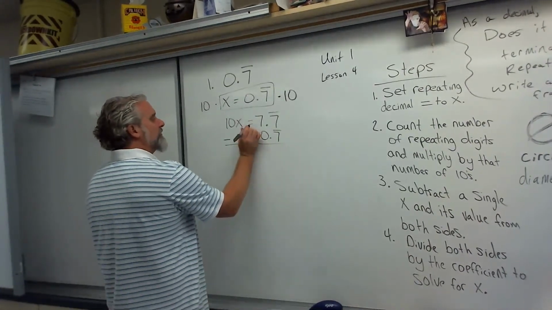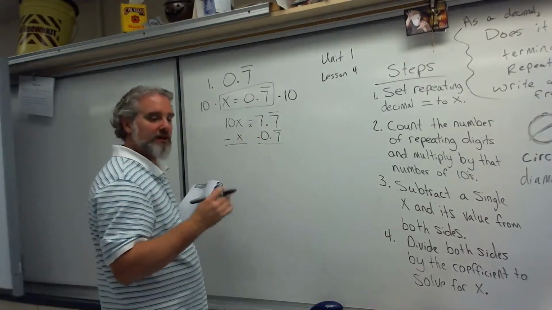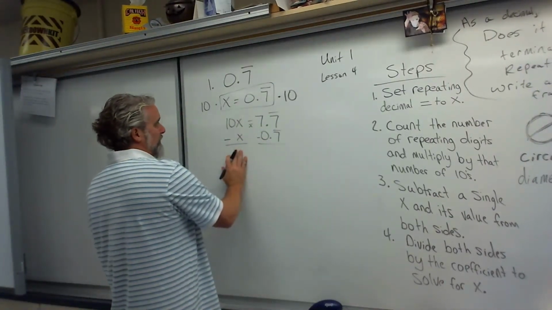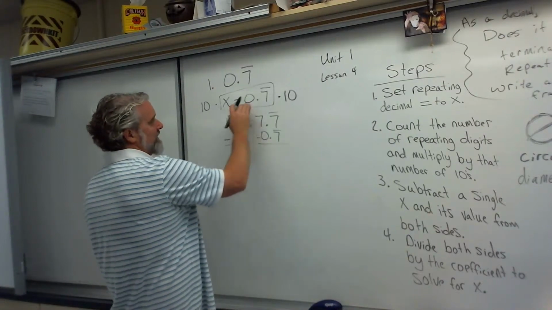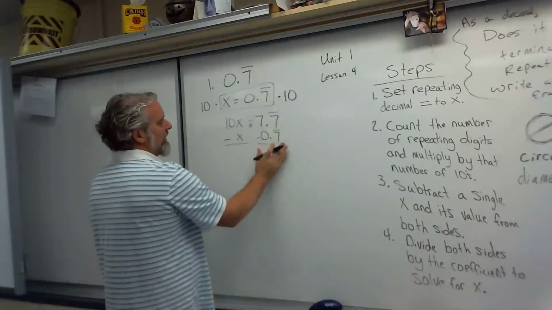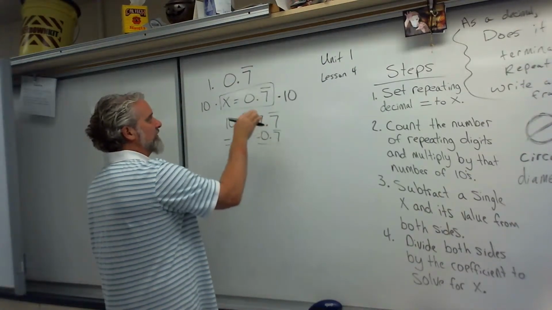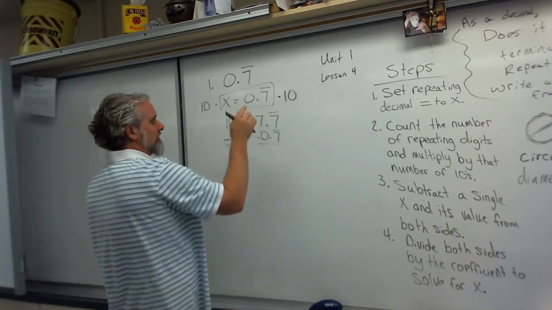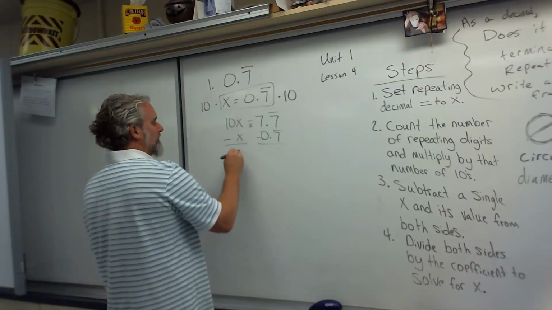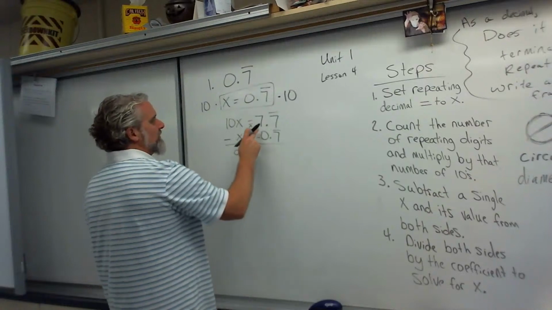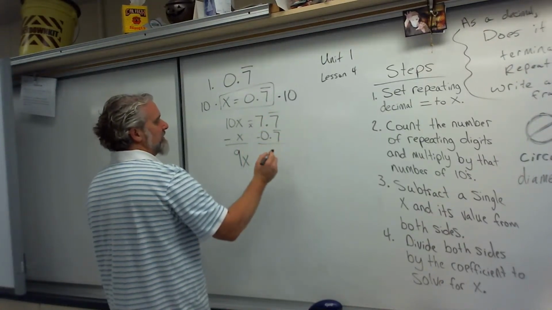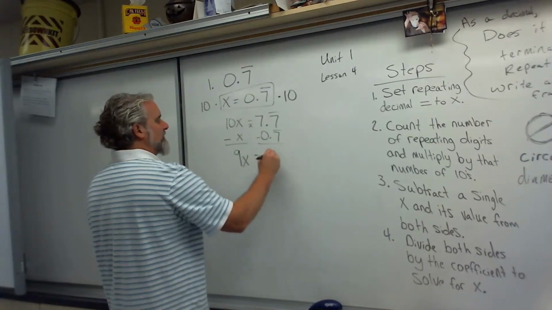Remember, with equations, you got to think of it as a little balance beam. So you got to make sure you maintain balance on both sides. So if I multiplied one side by 10, I need to make sure I do it to both sides. If I subtract x from one side, I got to subtract x from the other side, or it's not balanced. 10x, take away 1x, leaves us with 9x. 7.7 repeating, take away 0.7 repeating, leaves us with just 7.